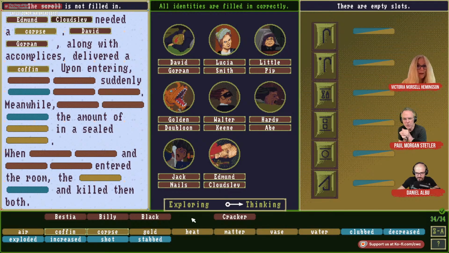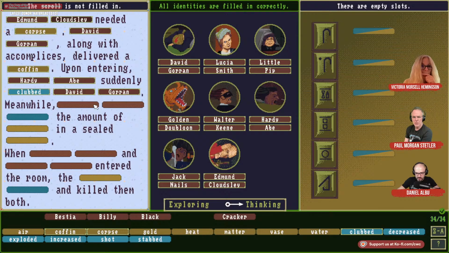Upon entering blank, suddenly blank. Upon entering the name of someone, suddenly blank explode. Someone, a verb, something, someone's something. Name. Clubbed. Because the guy, you remember David, upon entering David Gorin, right? Because David Gorin's the one who's... So the brawler is Hardy Abe. Hardy Abe suddenly clubbed, yeah, like so. David Gorin. Yeah, something. Wow.